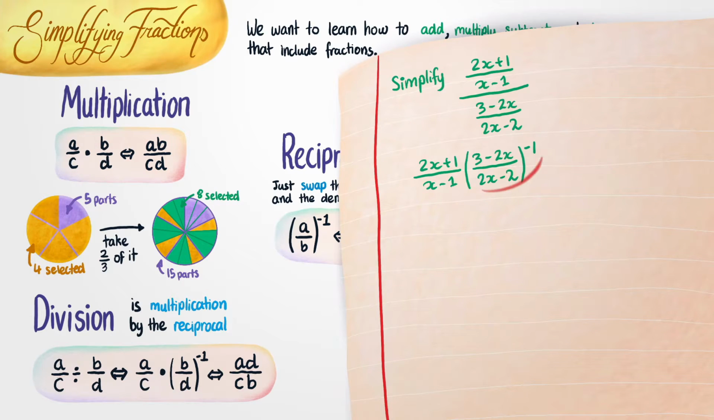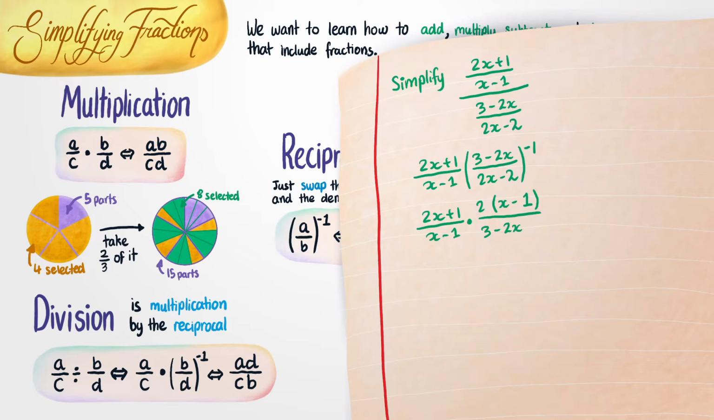Now we can just take the reciprocal of this term over here to write it as 2x minus 2 divided by 3 minus 2x. Because remember, you just flip the denominator and the numerator when you want a reciprocal of a fraction. Now at this stage, it looks like we're more or less done, but we should look to simplify things even further. We can't really simplify 2x plus 1. We can't simplify x minus 1, but we can actually take a 2 out as a common factor for this term over here.